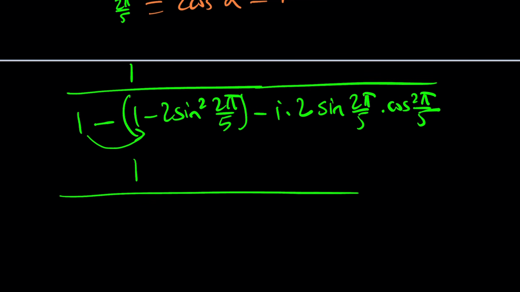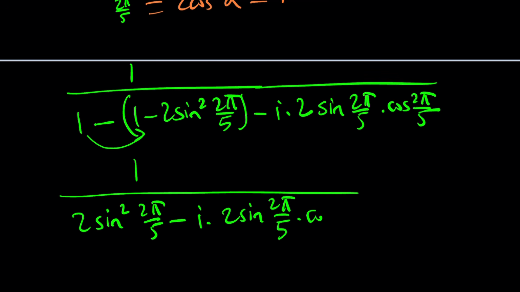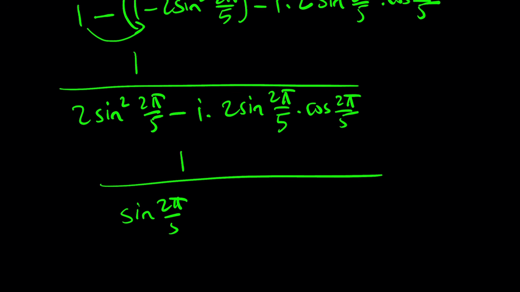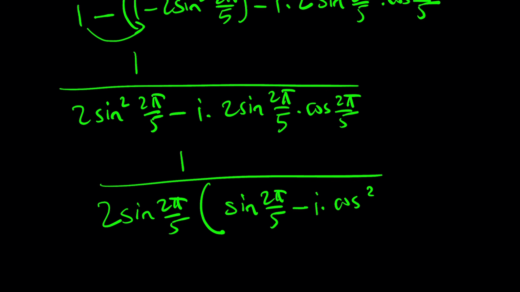We're going to end up with something like this: 1 over 2 sine squared 2 pi over 5 plus, there's actually going to be a minus sign, never mind. We're going to get i times 2 sine 2 pi over 5 times cosine of 2 pi over 5. Now here's what we're going to do. We're going to factor out the sine 2 pi over 5, because that's a common factor, actually 2 times that. And when we do, we get something nice: sine 2 pi over 5 and then minus i times cosine of 2 pi over 5.